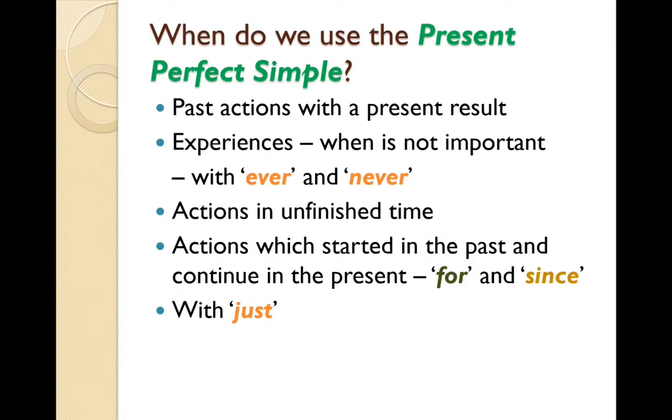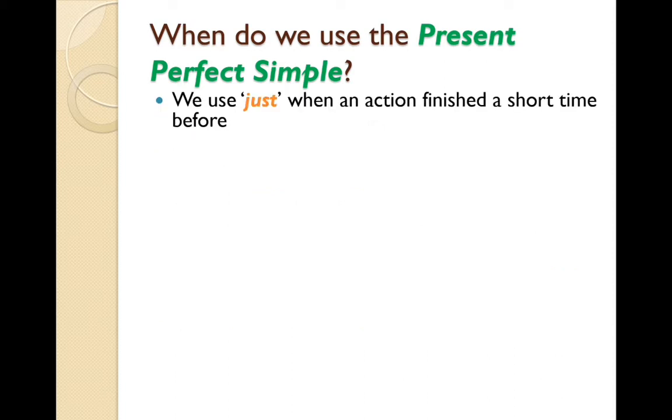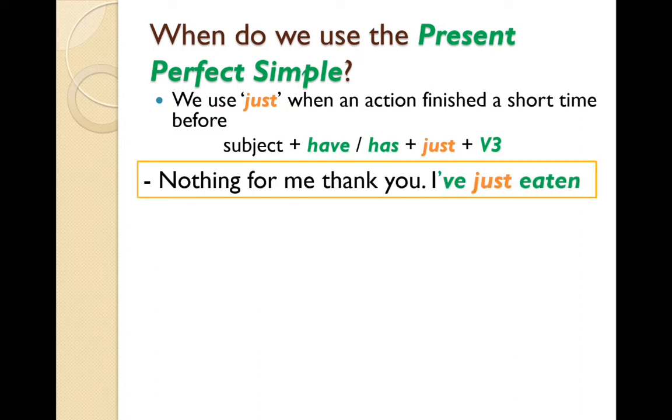We also use the present perfect simple with just, already, and yet. We use just when an action finished a short time before. And we use the subject plus have or has plus just plus the past participle. Nothing for me, thank you. I've just eaten. I'm not hungry because I finished eating a short time in the past.